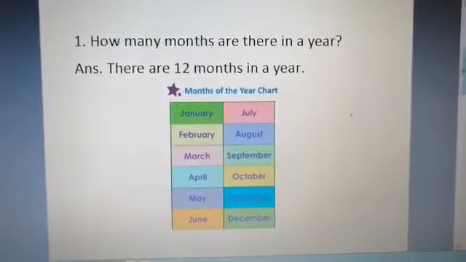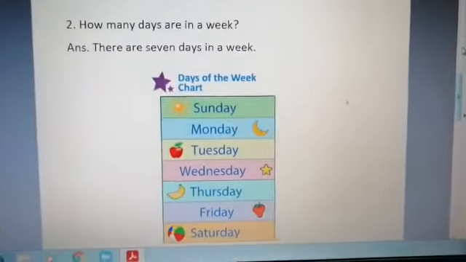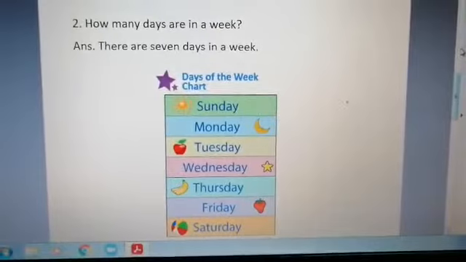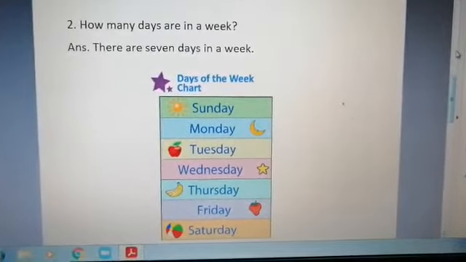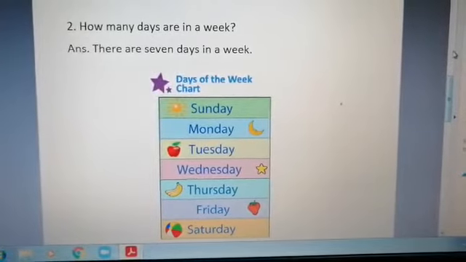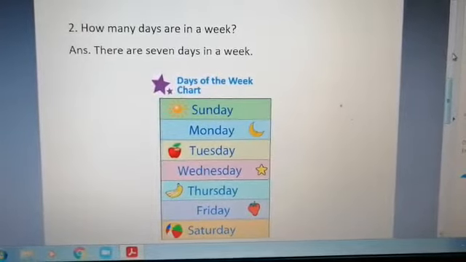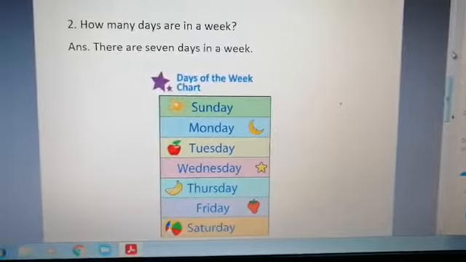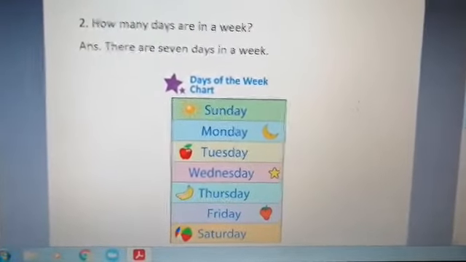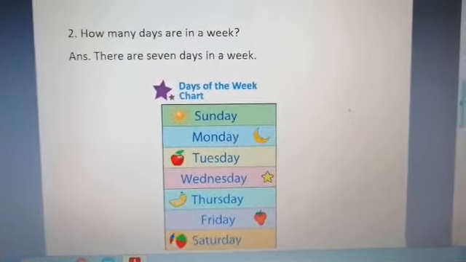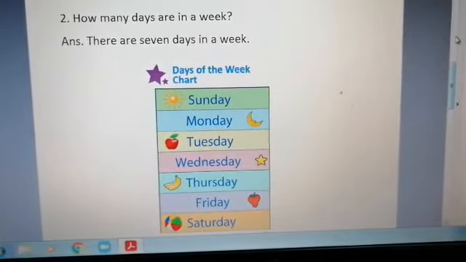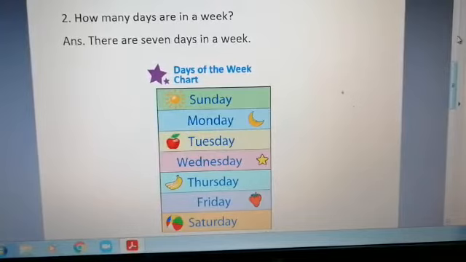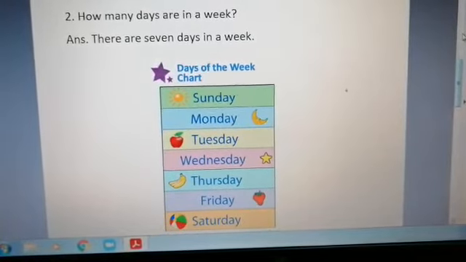Question number two is, how many days are there in a week? There are 7 days in a week.